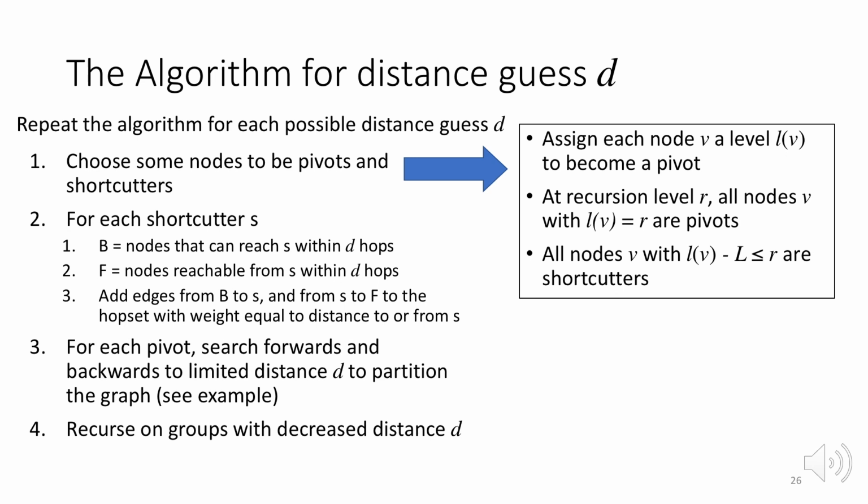So here's the algorithm again, and two of the key features were that the shortcutters become pivots L levels of recursion later, and that we do a distance-limited search that decreases in each level of recursion. And this was the algorithm for a particular distance guess d. Once we've run the whole algorithm, we would repeat it for each possible guess of the distance. This again is a simplified version where a lot of the details that are necessary to make it work have been left out.